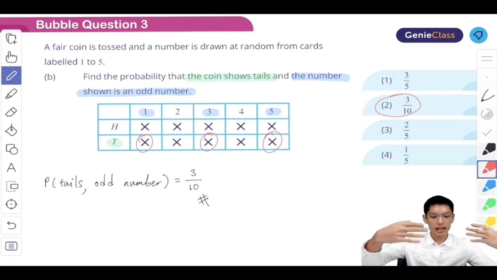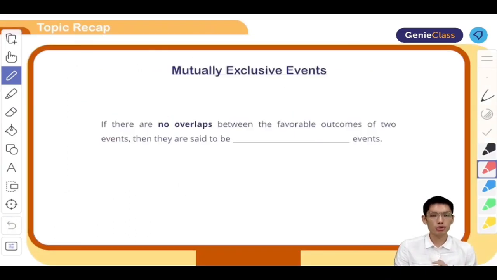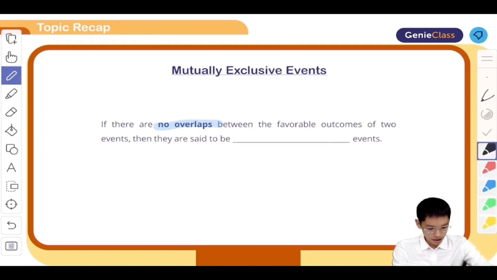All right, now with regards to probability, there are a few ways in which events can be given. The first one links back to your sets: mutually exclusive events. So let's recap. Mutually exclusive means there are no overlaps between two events. We are talking about two events here. Then we are talking about the notion of mutually exclusive.